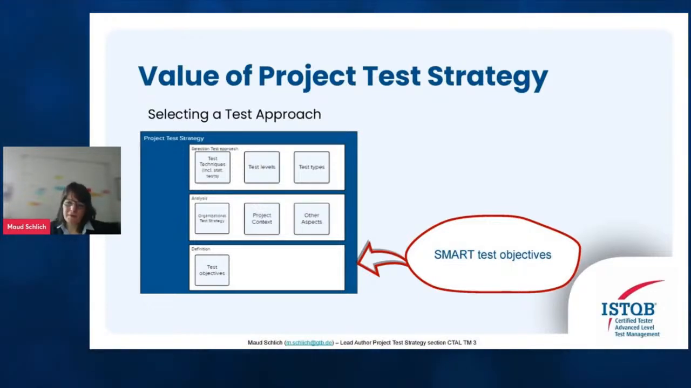As soon as you come up with test objectives, I'm really sure you will go back to selecting a test approach, perhaps even go back again to your test analysis of organization test strategy, of project context and other aspects, because all those things are highly interconnected. And typically you would write those things down in a test plan.